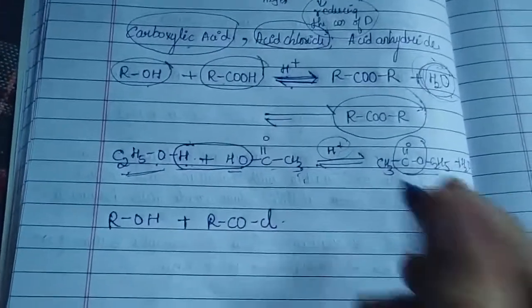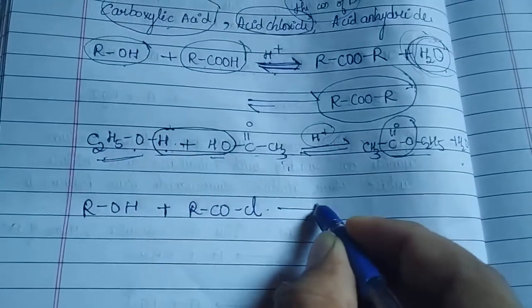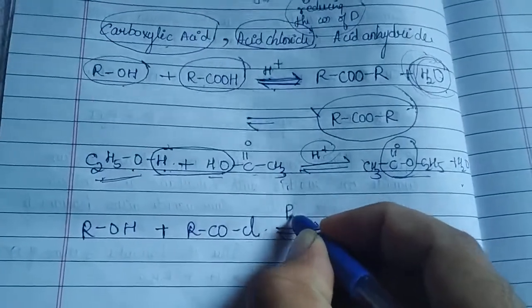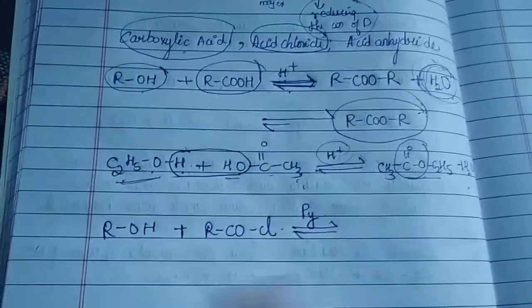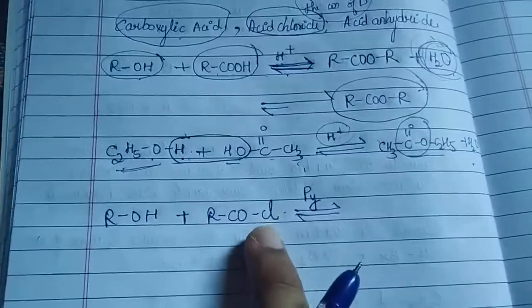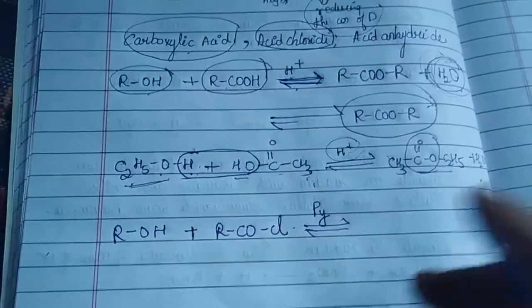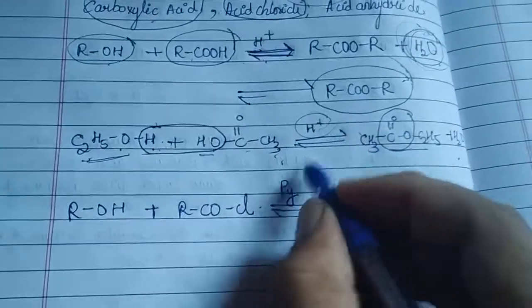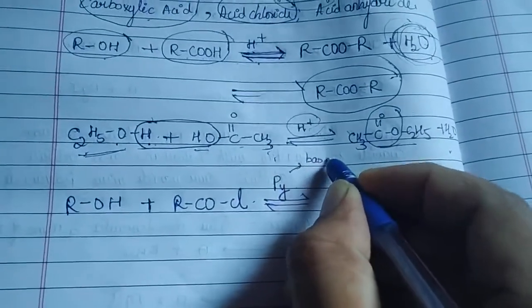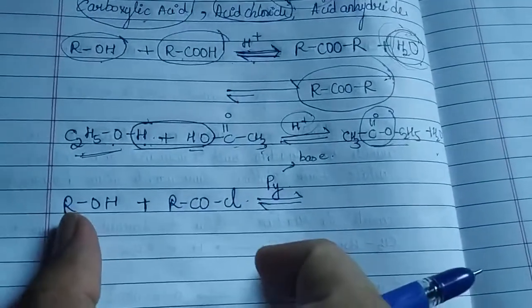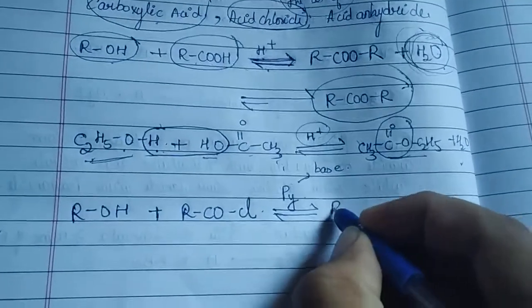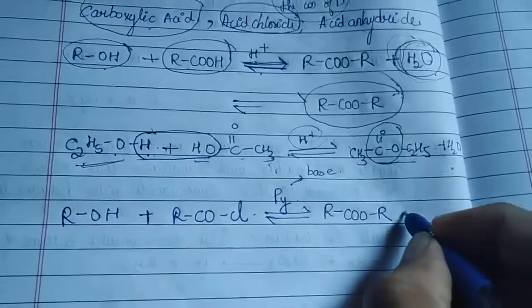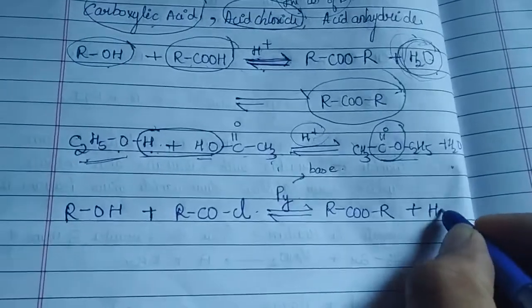Remember, whenever this reaction is carried out, it takes place in the presence of pyridine. The reaction of alcohol with an acid chloride is carried out in the presence of pyridine. I will say why. But do remember, pyridine is a base. So when this reaction proceeds, the product obtained is an ester, RCOOR, along with HCl.